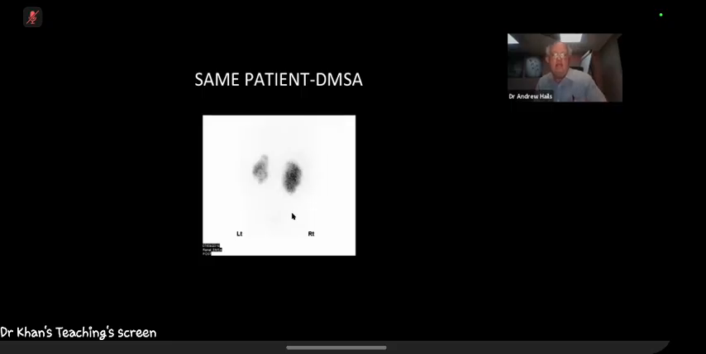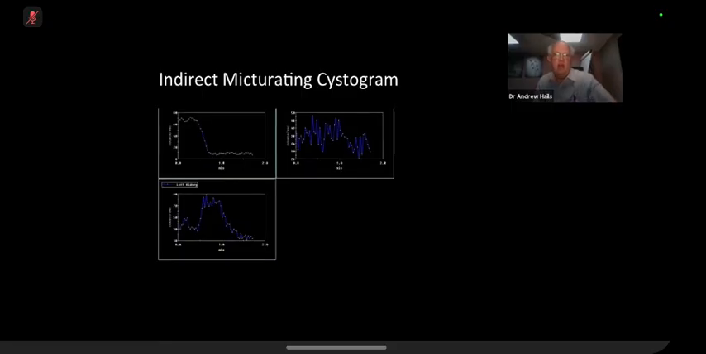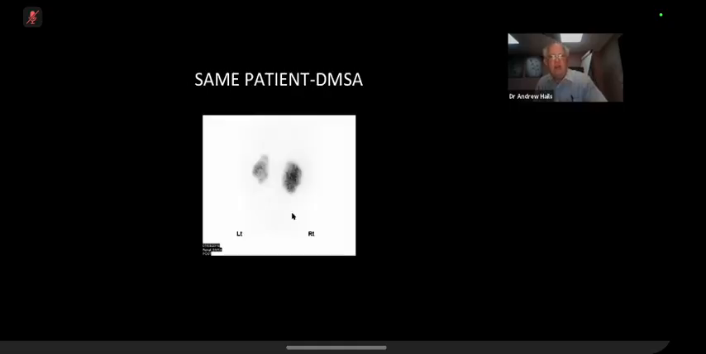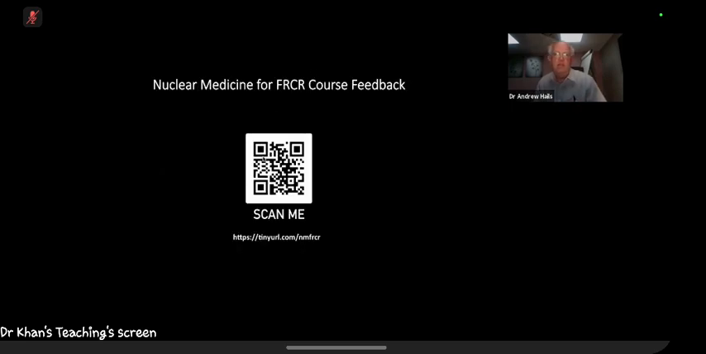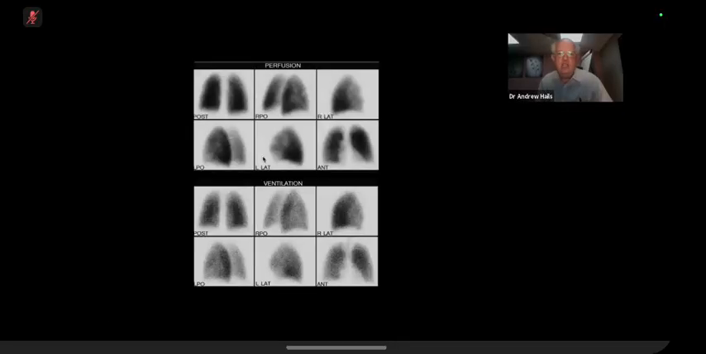This was genuinely the same patient. So there was reflux on the left side, so do a DMSA scan, and the left kidney is relatively small and scarred. And now just moving on to the chest, which we won't do very much on the chest really.